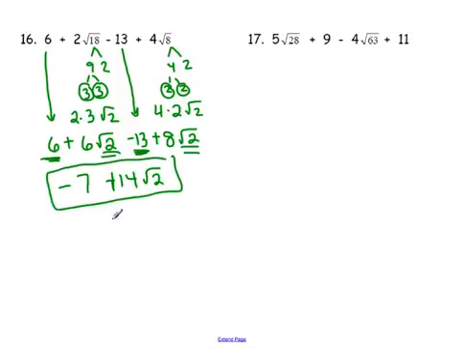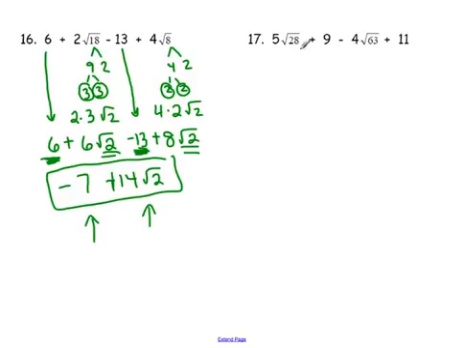Generally speaking, I'll write my constants first, and then I'll write anything that has a radicand or radical symbol with it. And again, the way I get the negative 7 is I just look at the constants that are by themselves, and then I look at any of the radical expressions, the ones that have radicals in front of them. If they do have the same radicand, again, I can make sure to add those together.